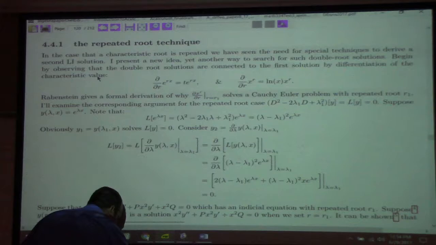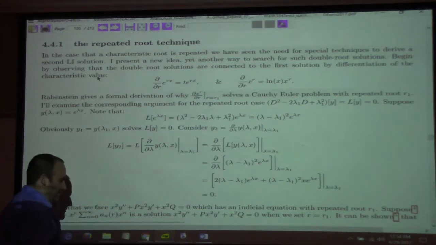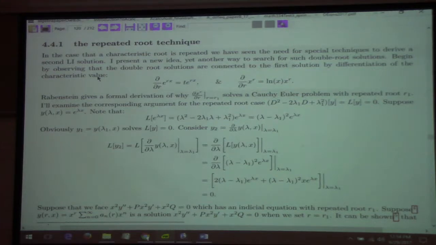Obviously that's supposed to be a t, right? Or you could put x's here. You could replace all the t's with x's. That would also be fine.